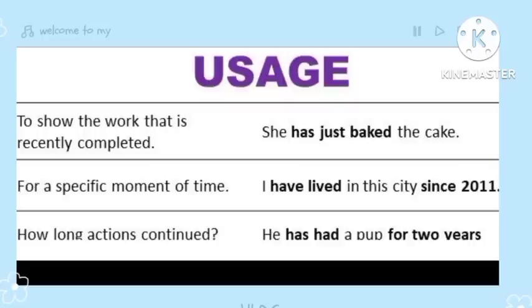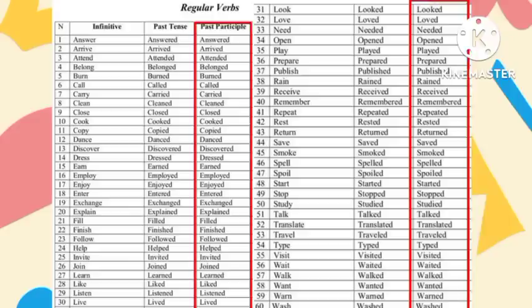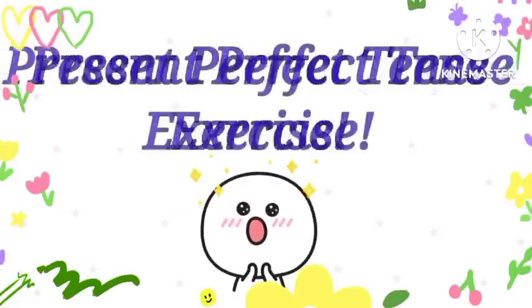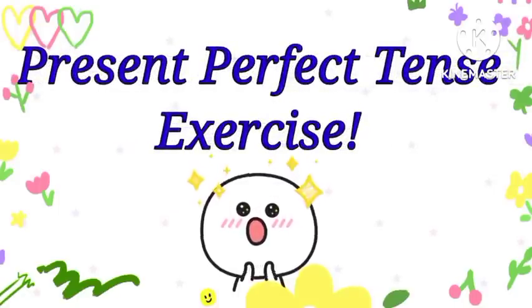Then how long actions continue? Bagaimana aksi itu berkelanjutan? Example, he has had a pup for 2 years. Dia telah mempunyai seekor anak anjing selama 2 tahun. Okay, now I give you some regular verbs here. You can learn, you can memorize, from verb 1, verb 2, and verb 3. Okay, now let's go to the exercise for present perfect tense.